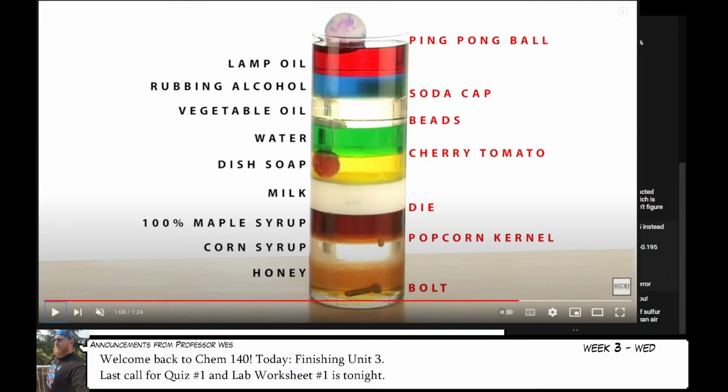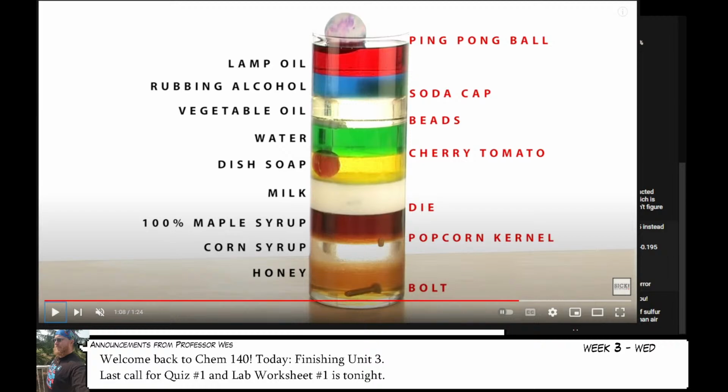So we have sorted some like 17 things here. 1, 2, 3, 4, 5, 6, 7, 8, 9. Oh, I lost count. 9, 10, 11, 12, 13. Yeah, 16. There are 16 objects here. And we've sorted them by density.